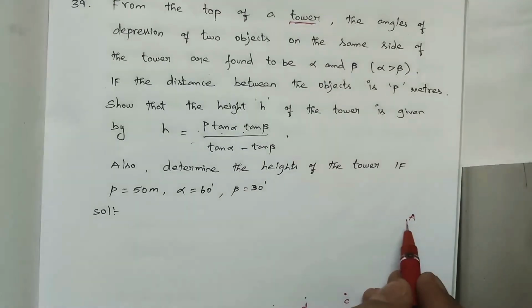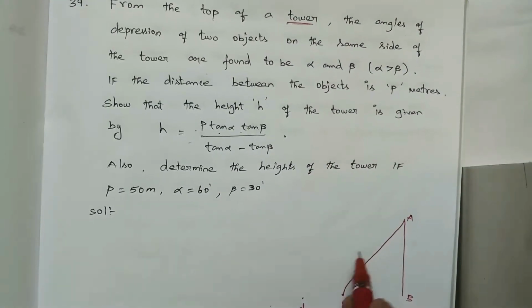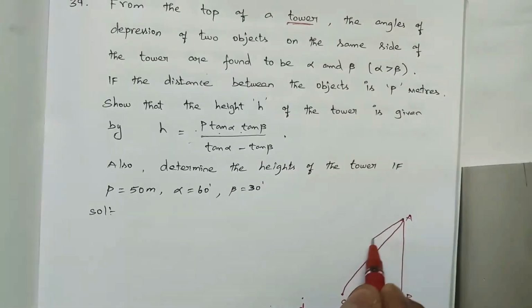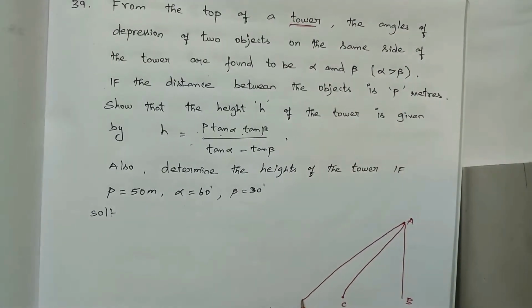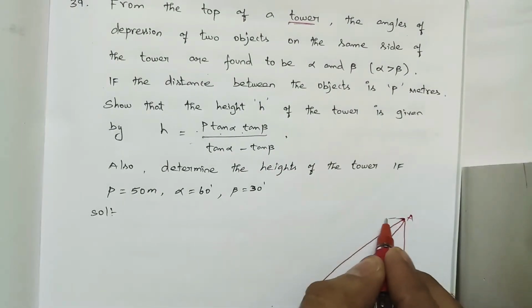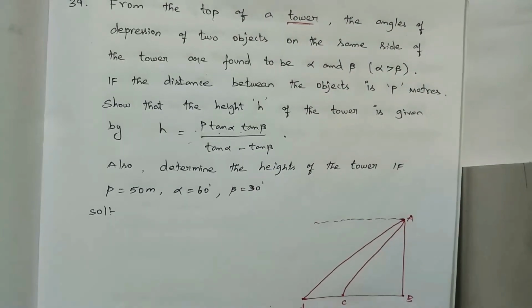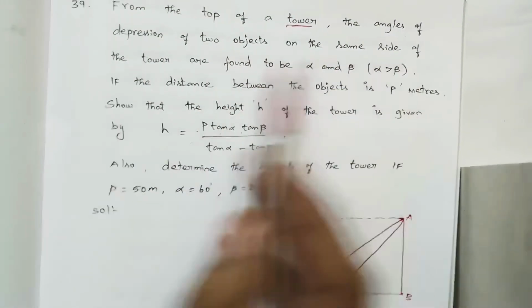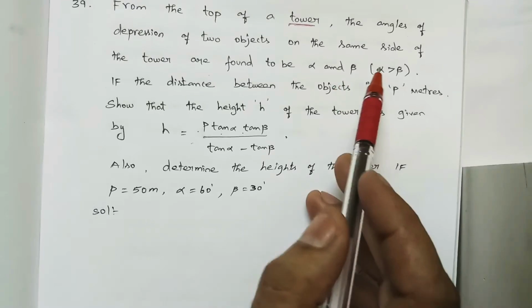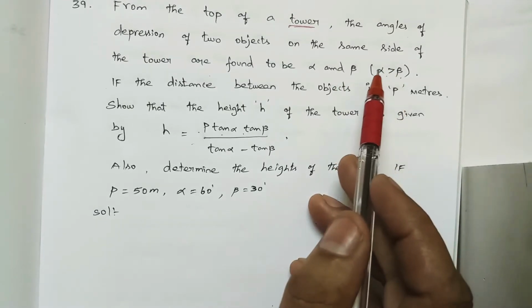The angle of depression. So the angle we want to draw on the top, and this is the horizontal line, and this is the line of sight. The angle of depression of two objects on the same side of the tower are found to be alpha and beta. Alpha is greater than beta. Whether alpha is bigger or beta is bigger, alpha is the bigger one.